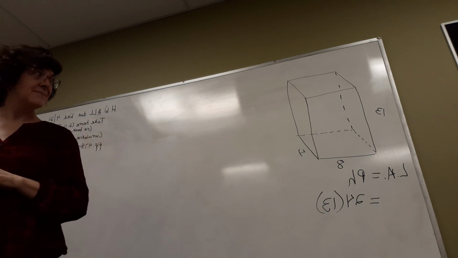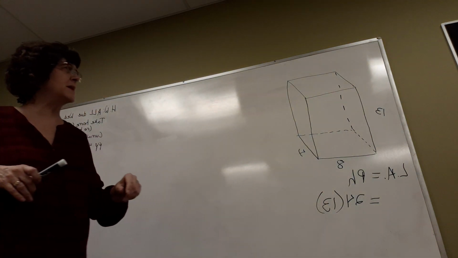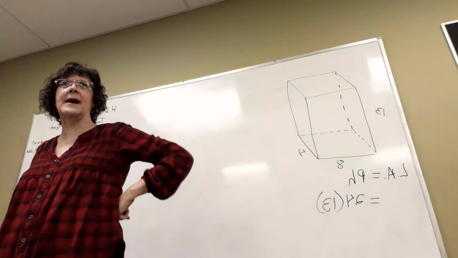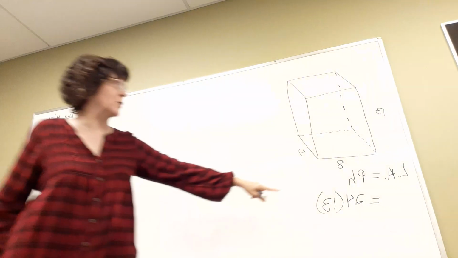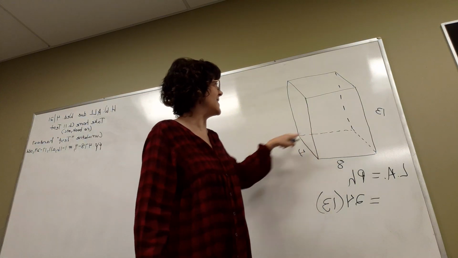Where did you get 24? Somebody gave me 24. Did somebody lie? It's correct. It's the perimeter of the base. 8, 4, 4.